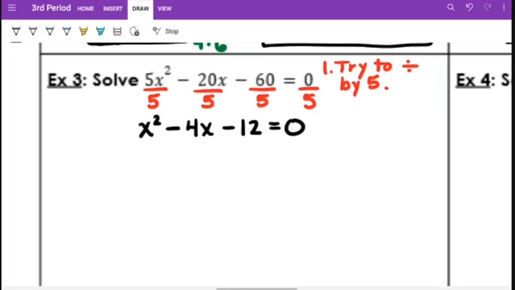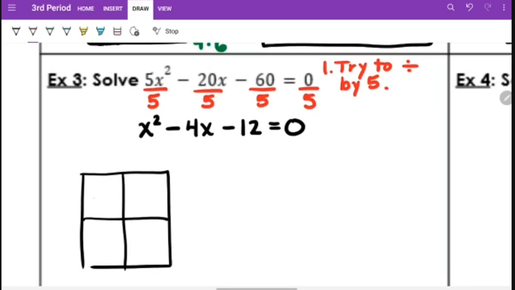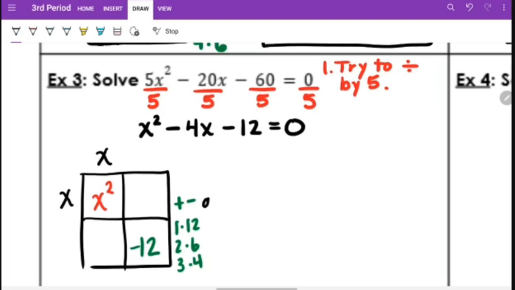We've been working on this for over a week now. So draw your generic rectangle, put your x squared in the top left, put your negative 12 in the bottom right, and factor just like usual. Come up with your list of numbers. Make sure you take note of your signs. Since these signs are different, we're going to need a difference that equals negative 4x. So we're going to use the numbers 6 and 2, and then we have to come up with our signs.